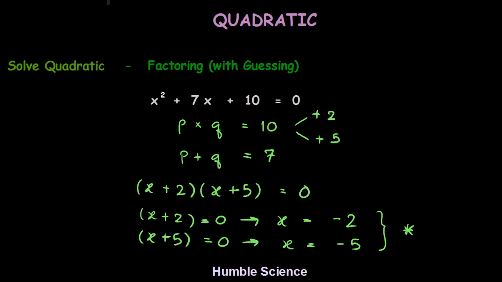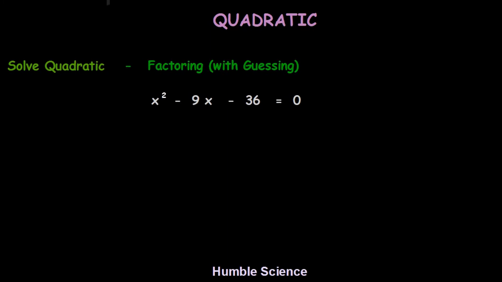Let's try another example. Here we have x squared minus 9x minus 36 equal to 0. Again, we will think of two numbers, p and q. p times q will have to be equal to 1 times minus 36, so it's going to be minus 36. And p plus q has to be equal to minus 9.